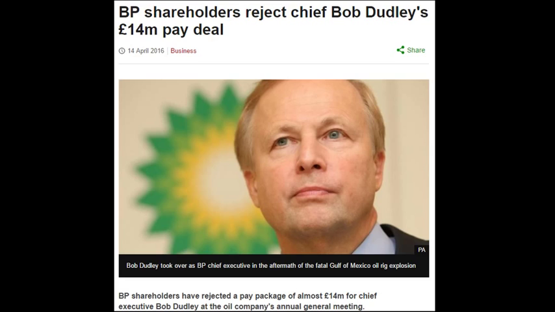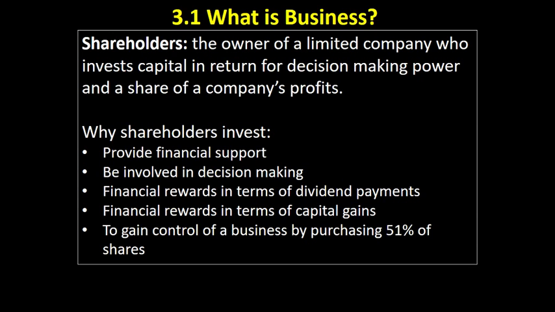They voted against it. Funnily enough, the vote of shareholders was non-binding. It means that this didn't actually go through, but it does send a very, very clear message to the board of directors that maybe they need to review their pay structure because shareholders are not happy. So it'll be interesting to see what happened in 2017 with the chief executive's pay.